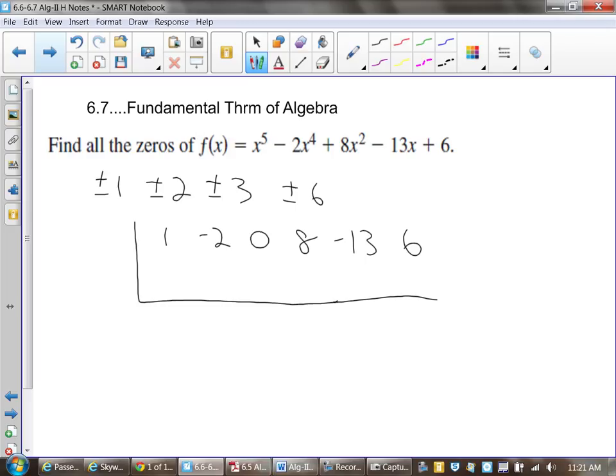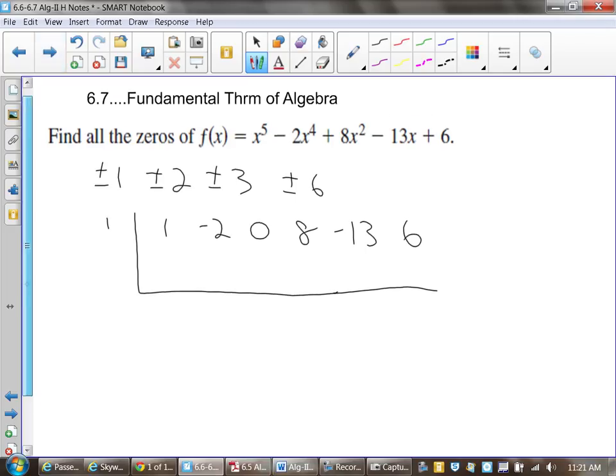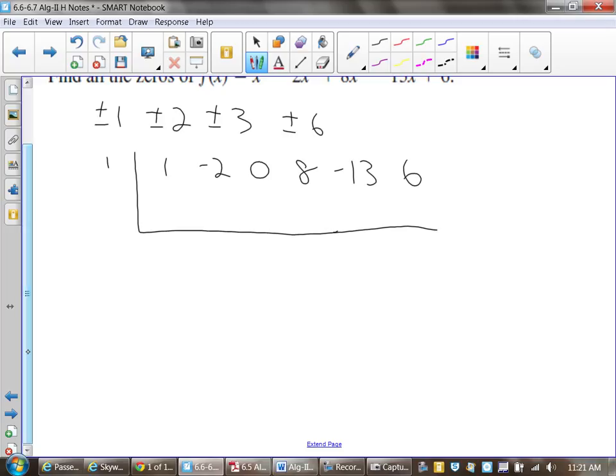And again, where do you want to start? 1. Start at 1. Is it possible that they could just be horrible problems and it ends up being like -6 and +6? It's possible.